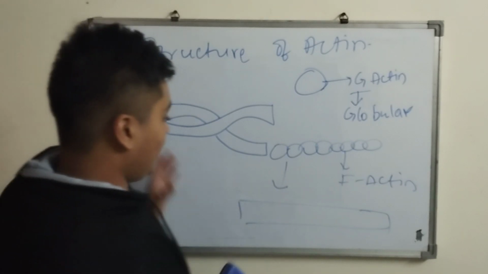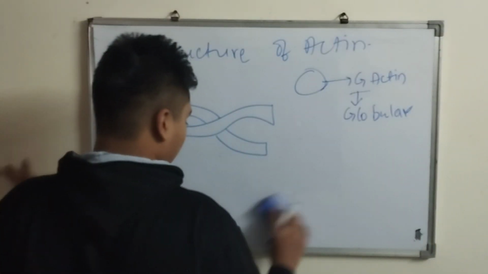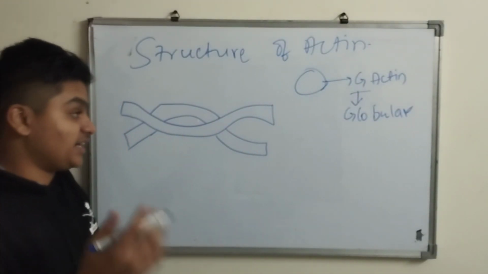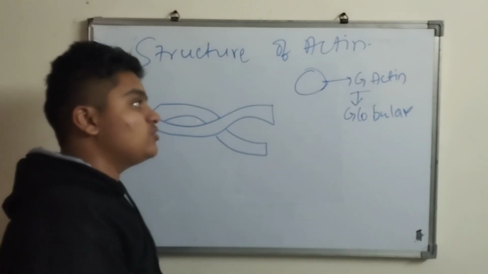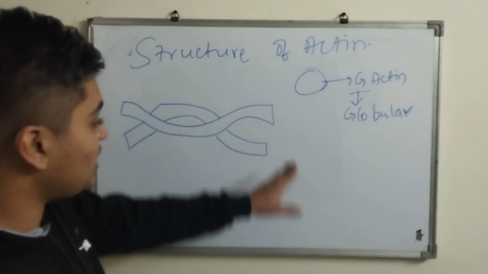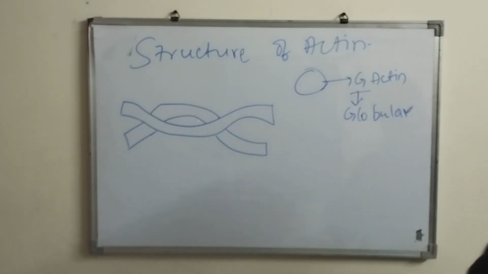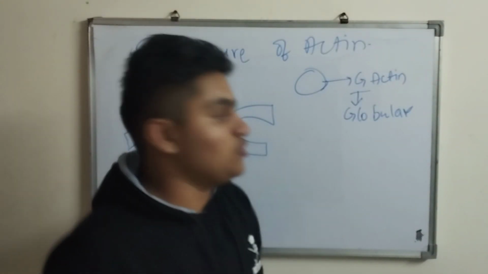This is your F-actin, and each F-actin is made up of many monomers called G-actin. Now, what is the difference between myosin and actin in the structure itself? It is seen very clearly that actin does not contain any head, and the head is present in myosin.